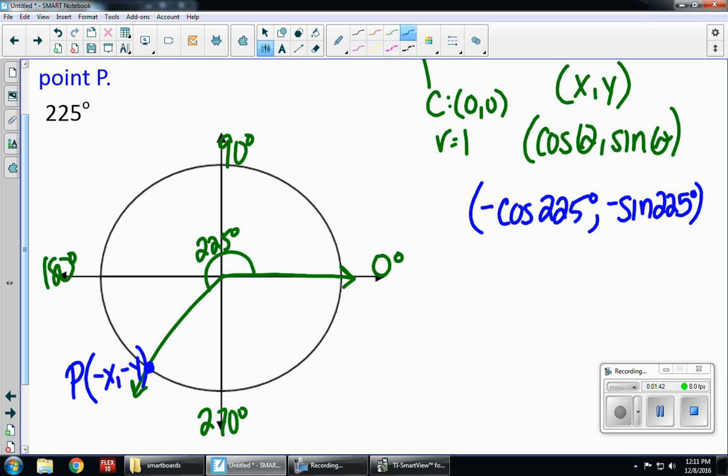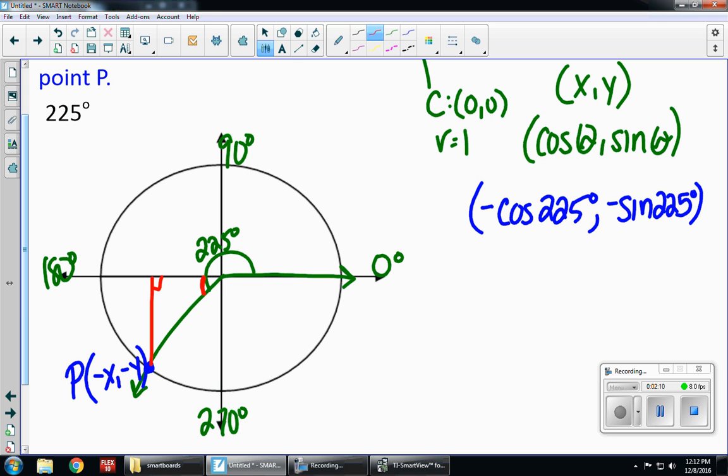I want to use my chart to find the sine and cosine, but in my chart I only have three values: 30 degrees, 45 degrees, or 60 degrees. So I need to work with one of those, and right now I have 225. If I were to draw a triangle, this piece in here is known as my reference angle because that's the angle inside the triangle. And our reference angles always go back to the x-axis.